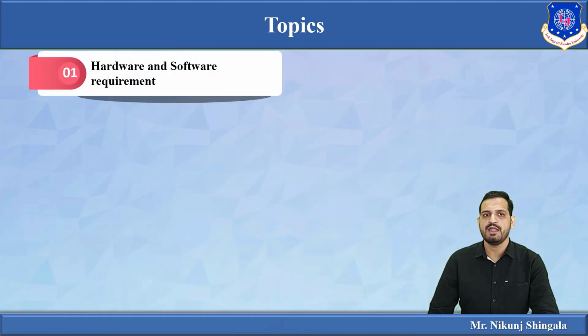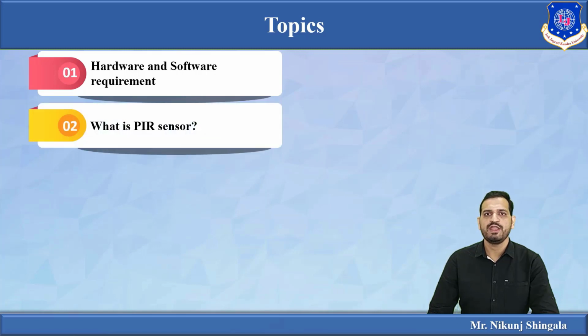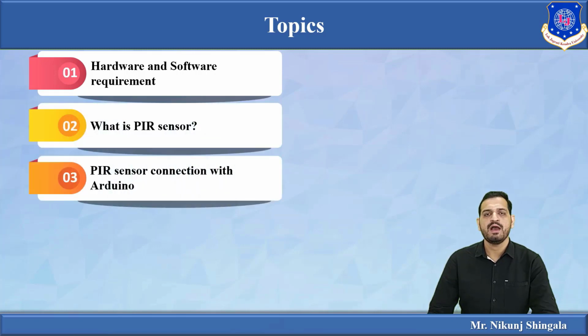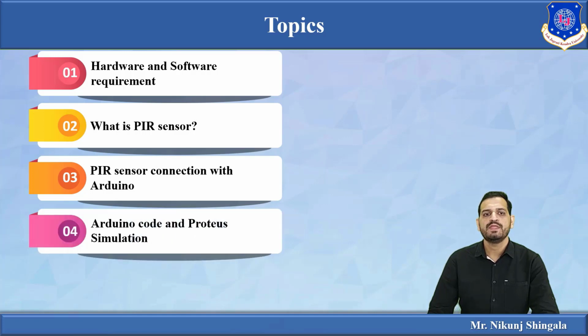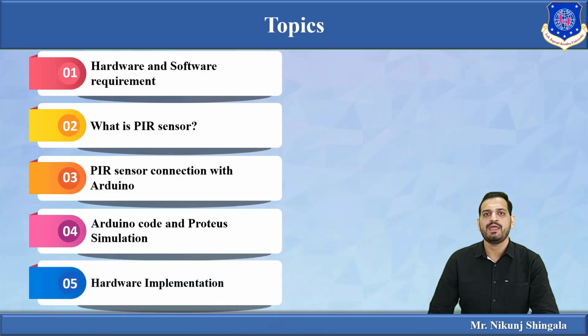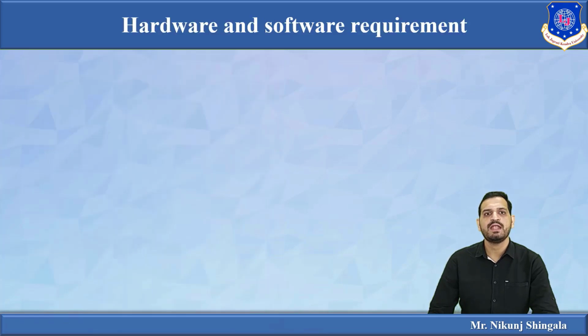First one is the hardware and software requirement. What is a PIR sensor? How does a PIR sensor work? Then PIR sensor connection with the Arduino, then Arduino code and Proteus simulation of the PIR sensor with the Arduino, and the actual hardware implementation video. Okay, so these are the topics that I am going to cover in this video lecture. So let us start first with the hardware and software requirement.